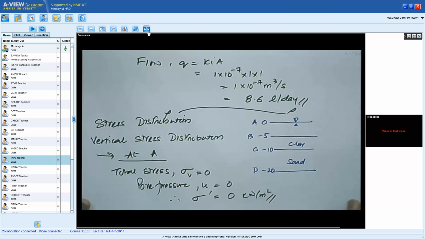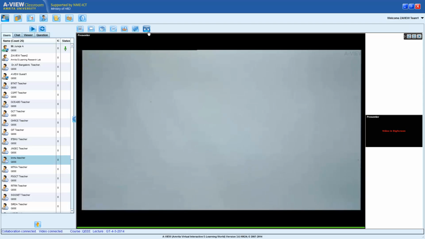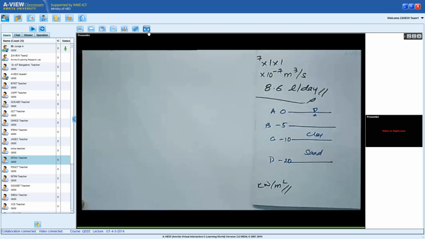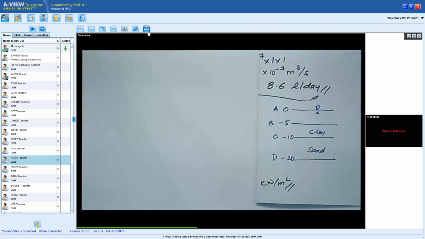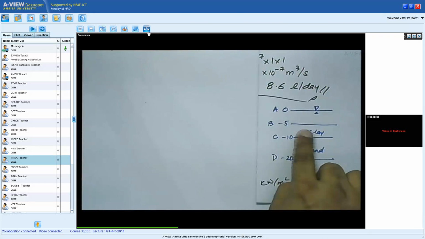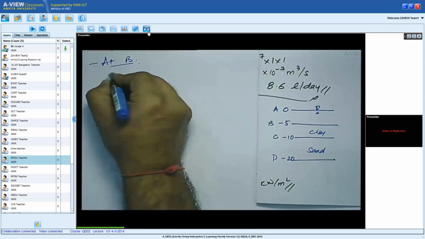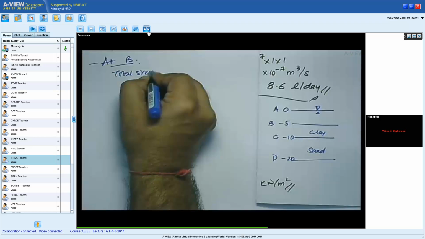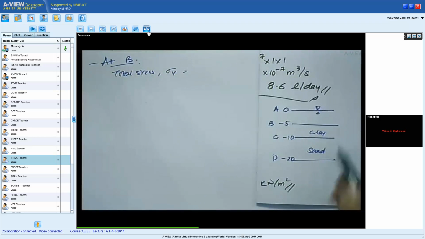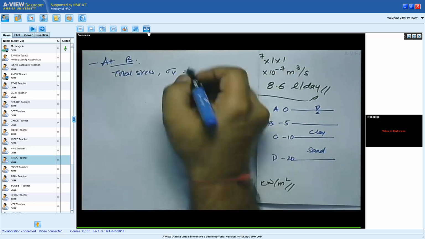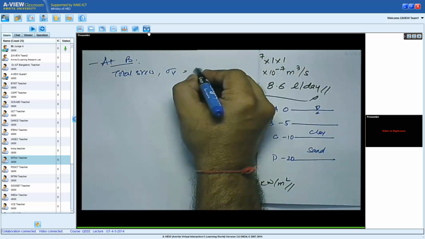Alright, so let's take at B. I would need this small sketch, so I'm going to fold this paper and keep this somewhere here so that it's always visible to me. So B is this point, top of the clay layer. Total stress, sigma V. What about total stress? The weight of anything above this level is total stress. This is the weight of water. So can I say it equals to, it's 5 meters.